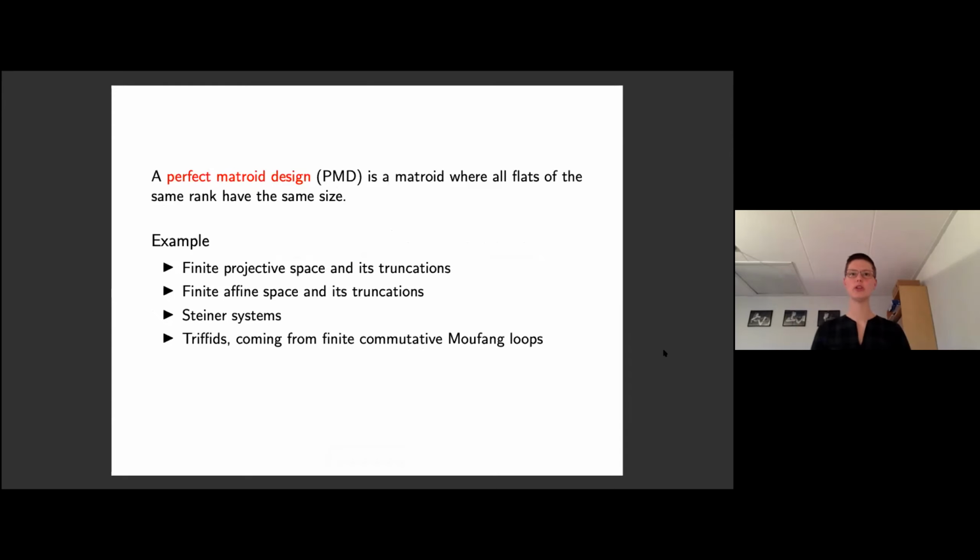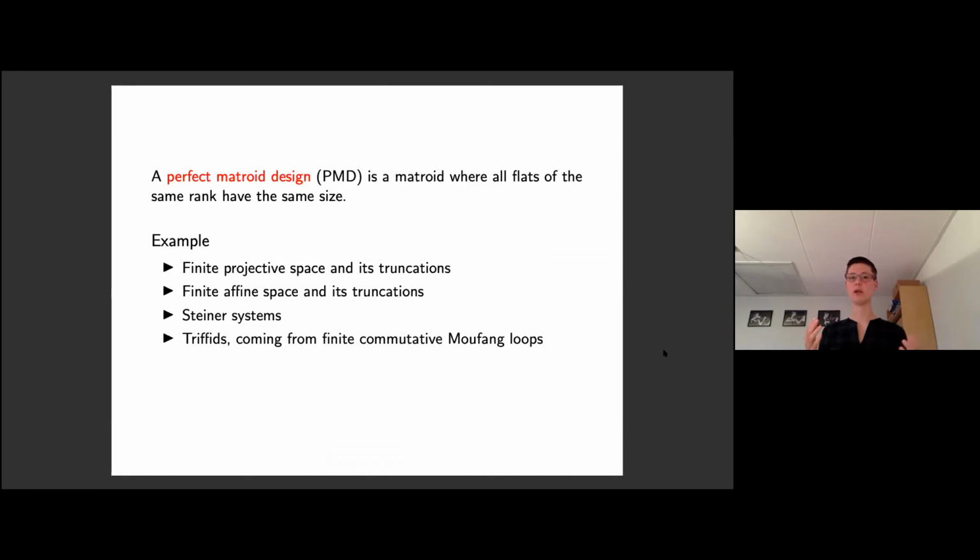Now, Matroids also have something to do with designs by means of something that's called a perfect Matroid design, which is a very strange name because it's a Matroid and not a design. But it's a Matroid where all the flats that have the same rank also have the same size. Well, there are 4 known classes of perfect Matroid designs.